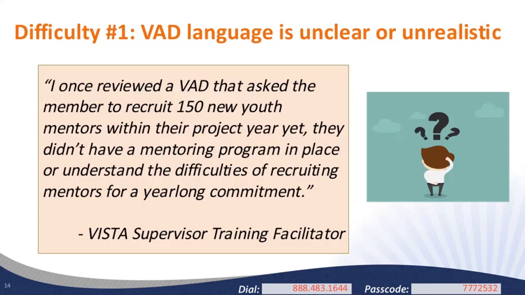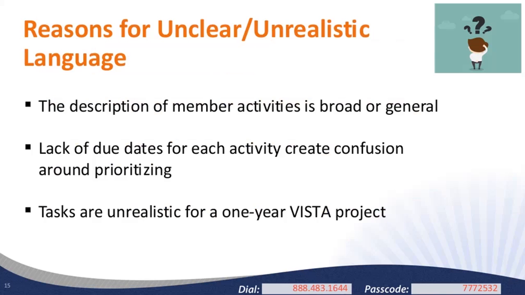Now, that's not to say that you should put in the VAD, you will write a 2-page paper every 2 weeks with this many words. It doesn't need to be that specific, but really it should be pretty clear what you're asking your VISTA members to do. And in addition, these goals and activities should also be realistic if you want your VISTA member and your project to succeed. So let's talk about a few reasons why this happens, why VADs are unclear or why they're unrealistic. So first, let's talk about what we mean by unclear.